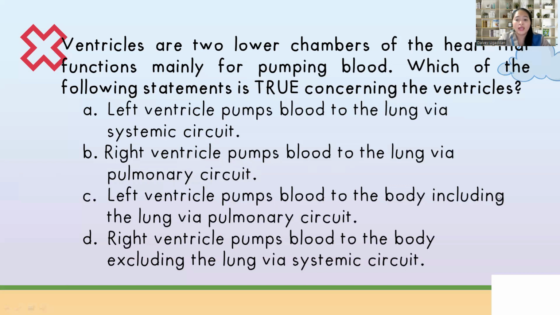That is true, including the lung via the pulmonary circuit, which is wrong because the left ventricle pumps blood to the body through the systemic circuit. And letter D, right ventricle pumps blood to the body, excluding the lung, via systemic circuit. Again, the right ventricle pumps blood to the lungs through the pulmonary circuit. So the correct answer to this one is letter B. Right ventricle pumps blood to the lung via the pulmonary circuit.